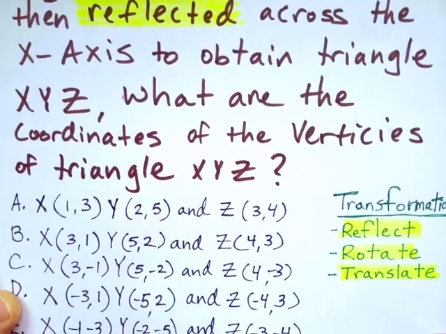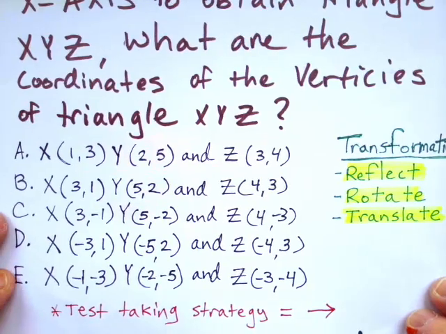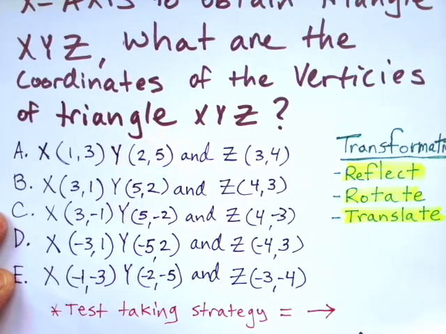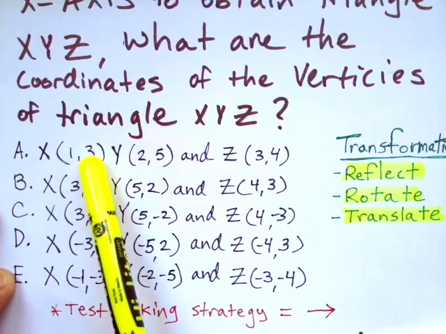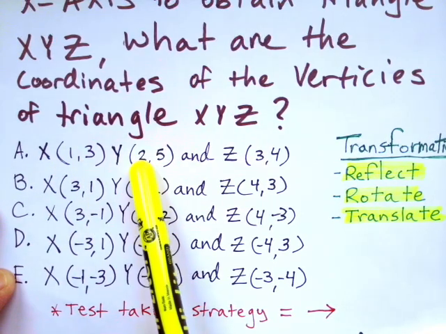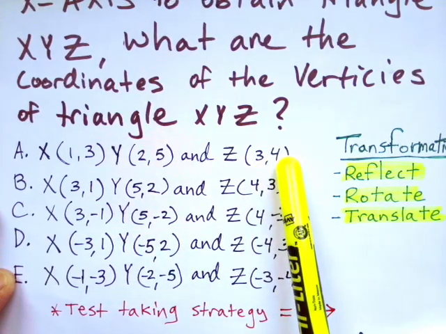So in each of these options, A, B, C, D, E, right? Again, I'm sorry for the shaking. I'm going to try to get a better camera. This is your X value. This is your Y value. This is your X value. This is your Y value. This is your X value. This is your Y value.